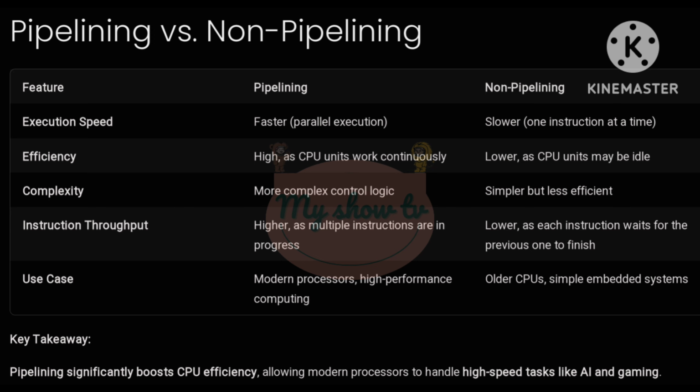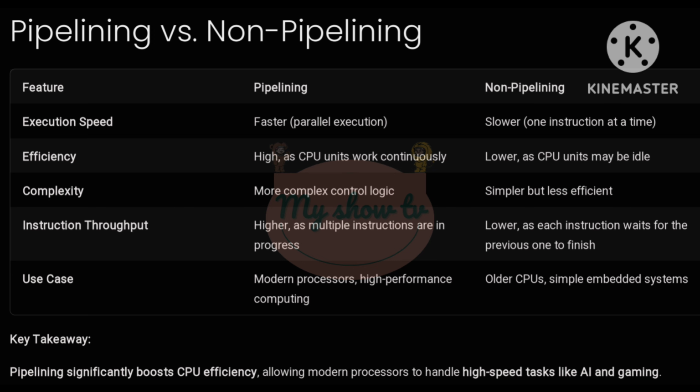4. Instruction throughput. More instructions per second can be completed with pipelining, making it ideal for performance-driven applications. Non-pipelined processors handle fewer instructions at a time, limiting their efficiency. 5. Use cases. Modern processors like Intel, AMD, and ARM chips use pipelining to improve processing speed. Non-pipelined architectures are used in basic microcontrollers and low-power embedded systems where simplicity is prioritized.